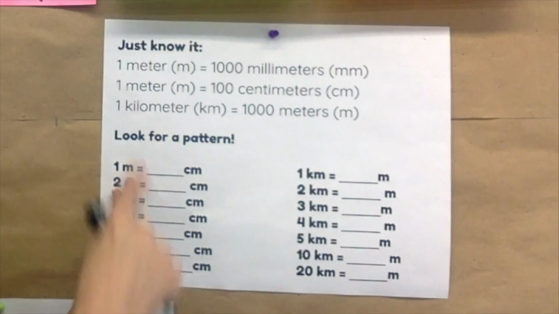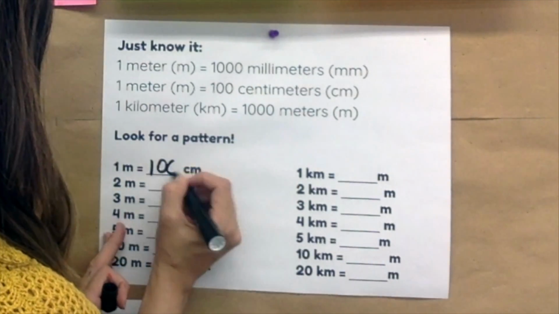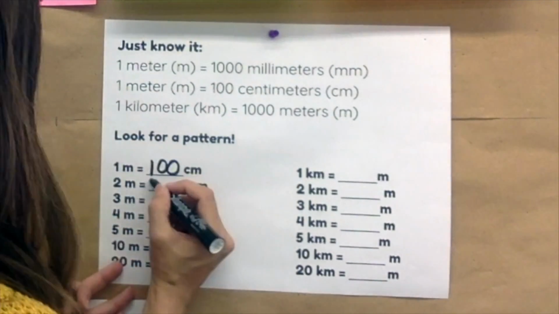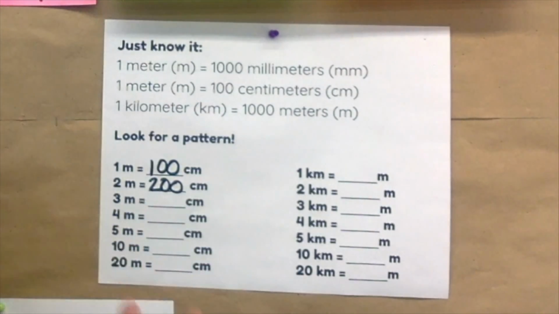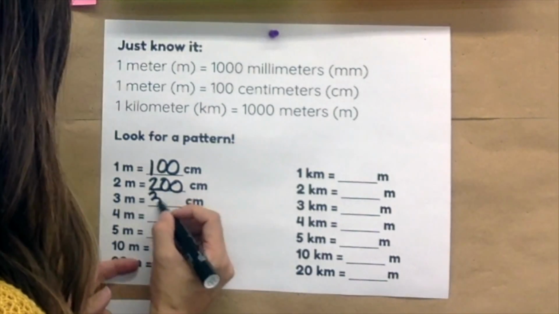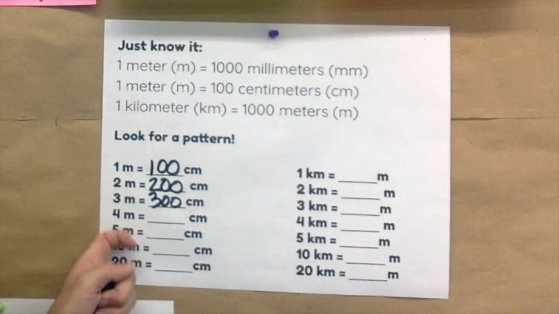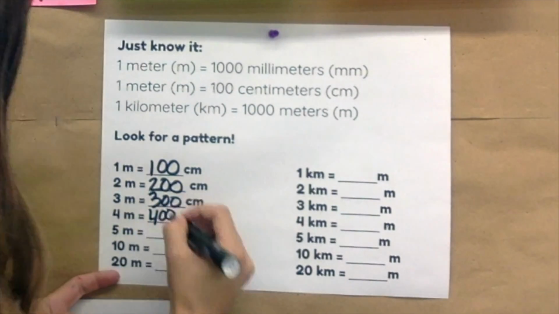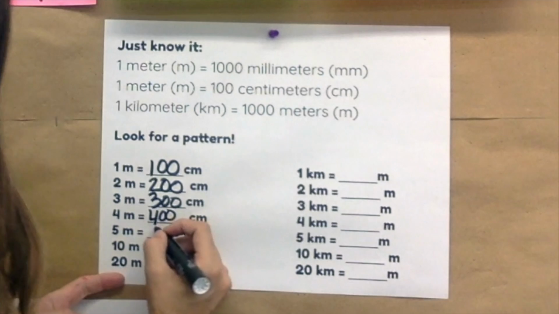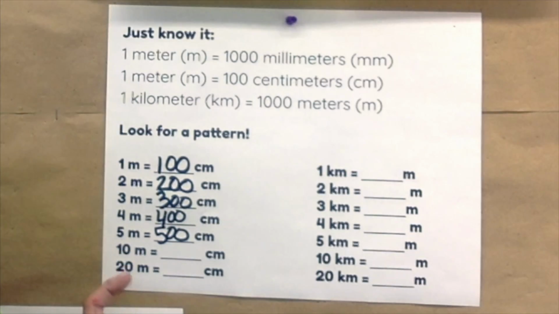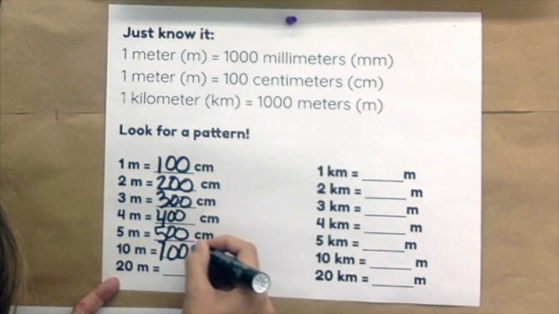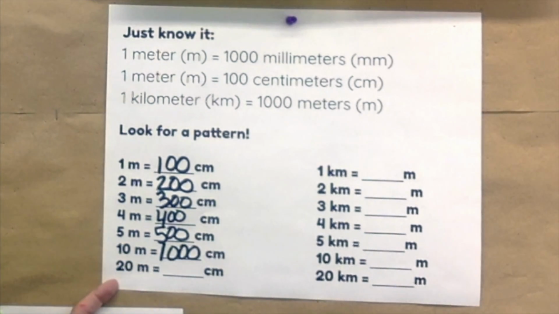So 1 meter equals 100 centimeters. So 2 meters, 200. 3 meters, excuse me, 300. 4 meters, 400. 5 meters, 500. Now we got to 10 meters, and we know that 5 meters is 500, or we could just do 10 times 100, and we would get 1,000 centimeters.